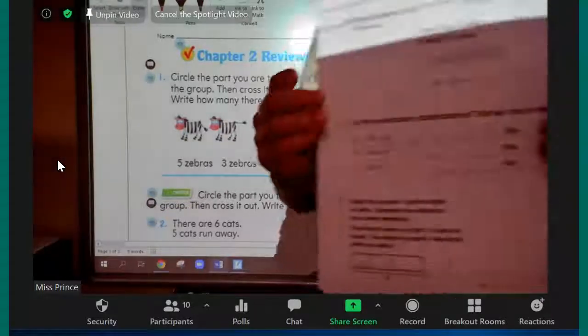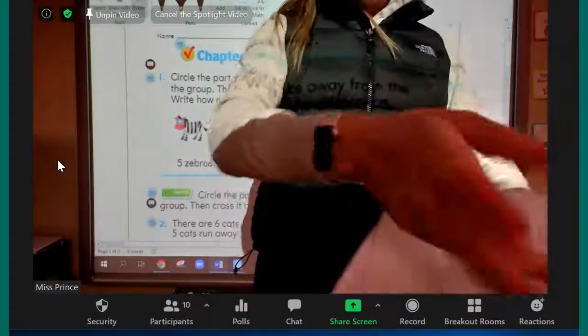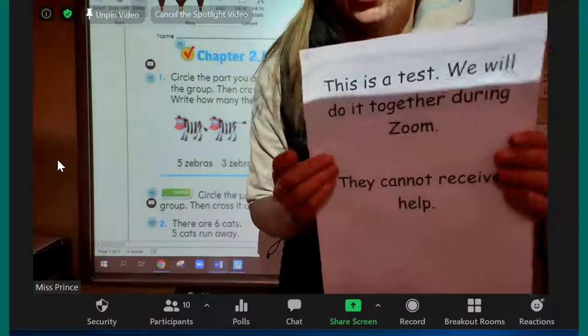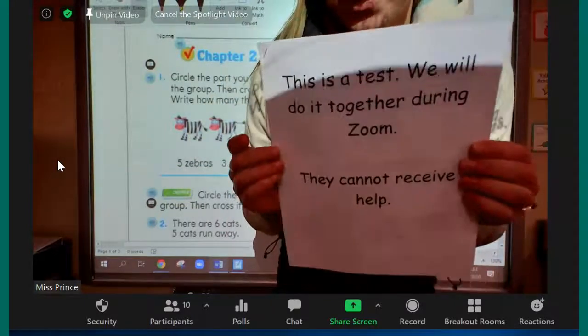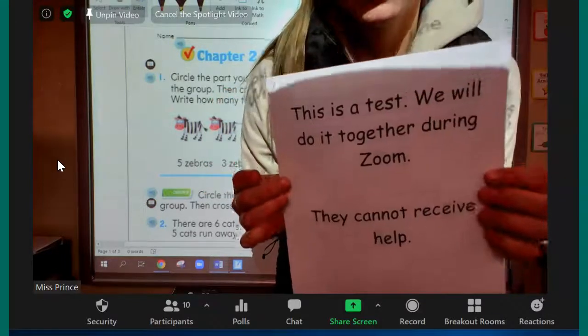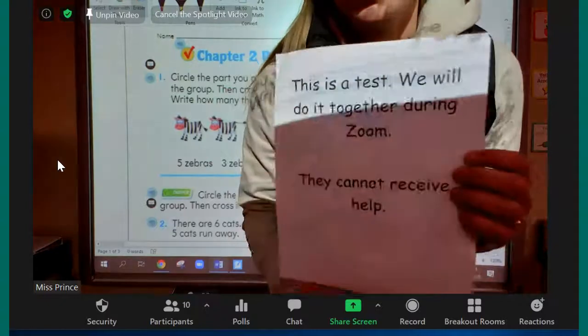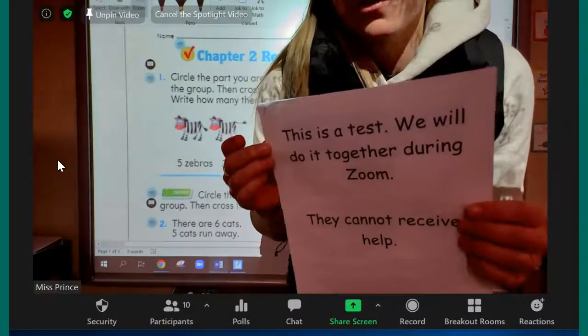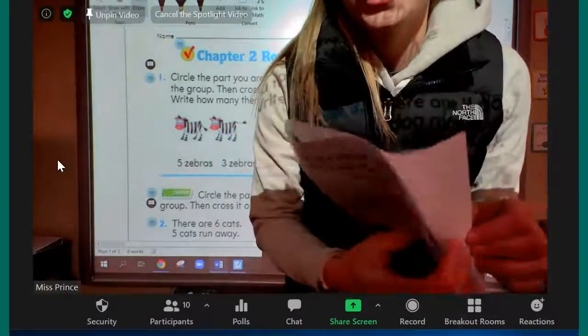Home today. This is your math test, and on the front it says, this is a test. We will do it during Zoom together. They cannot receive help. So tomorrow, during your math block, you will be with me, and you will have this out in front of you.